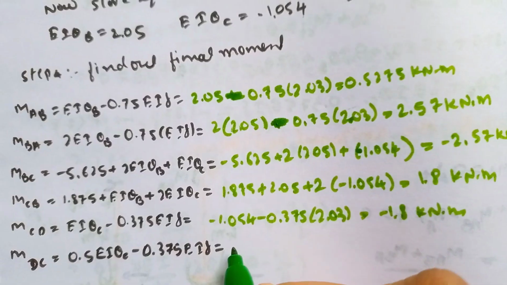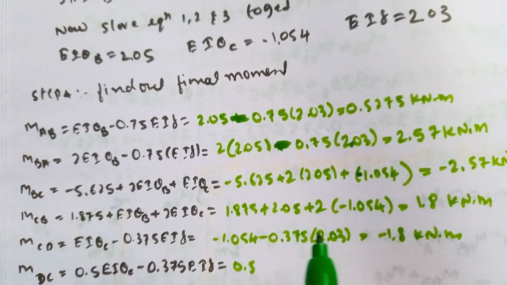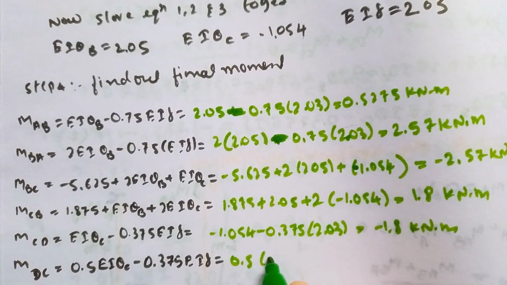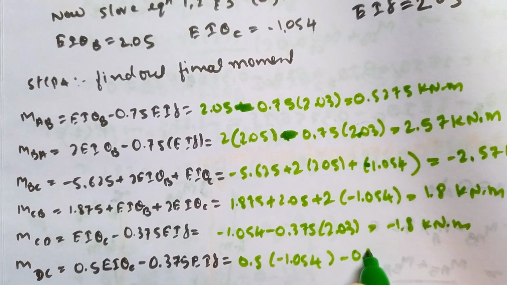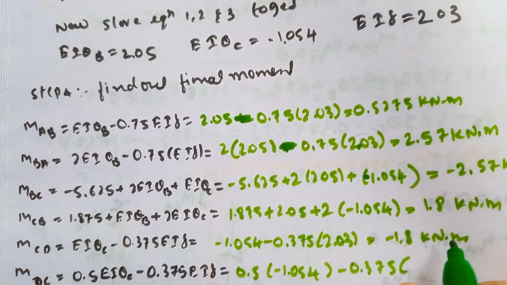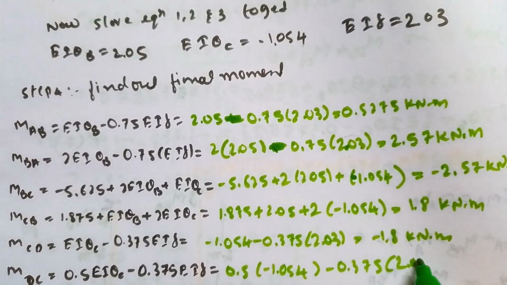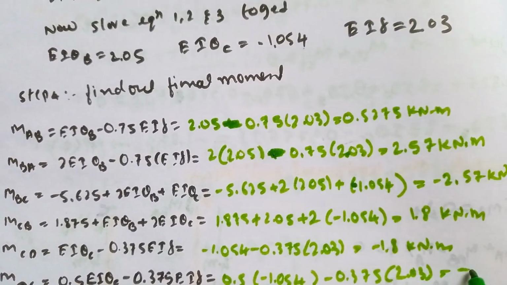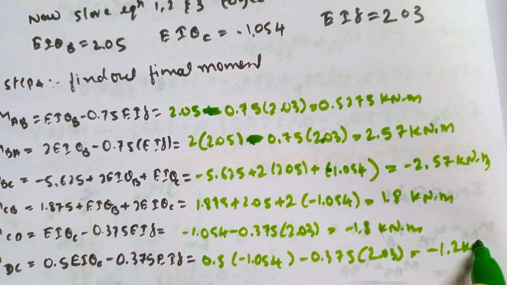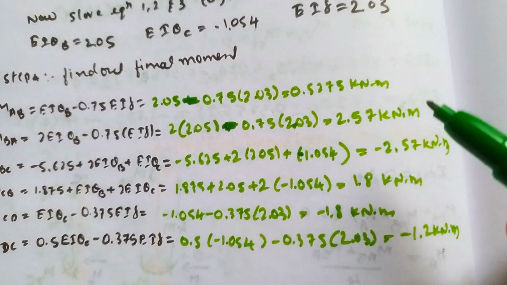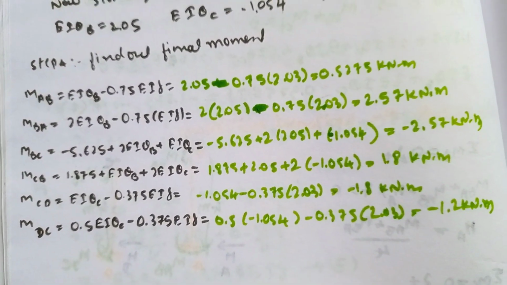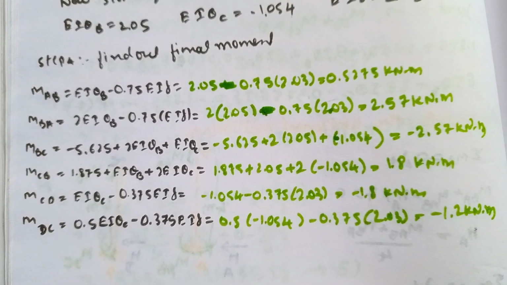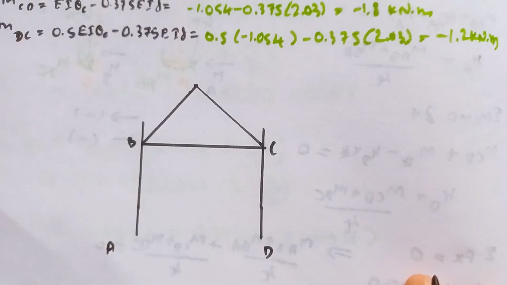So now for MDC is equal to 0.5, EI theta C value is minus 1.054 minus 0.375, delta value is 2.03. Simplify it, it will come out as minus 1.2 kilonewton meter. So this is how we need to calculate the final moments. Next we will see the bending moment diagram. By using these values we will draw the bending moment diagram.